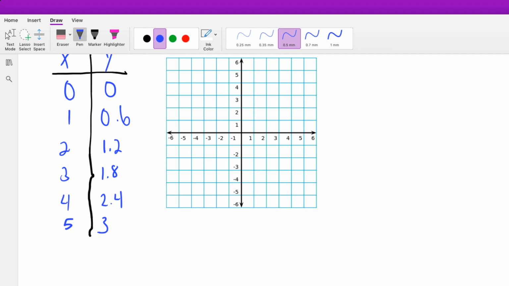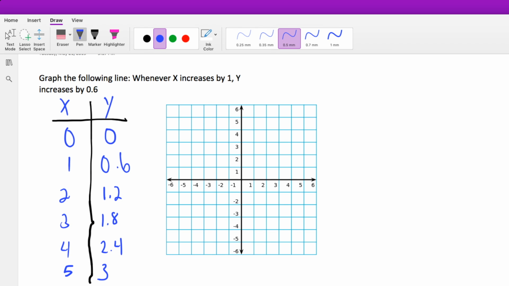All right, so now we can simply start plotting some of these points. Let's start with the 0 and 0. That's going to be directly at the origin. And these 4 are going to be a little challenging to graph accurately on this coordinate plane. So I'm just going to skip down to this 5 and 3. And that's perfectly acceptable. 5 is here, 3 is here. Perfect.